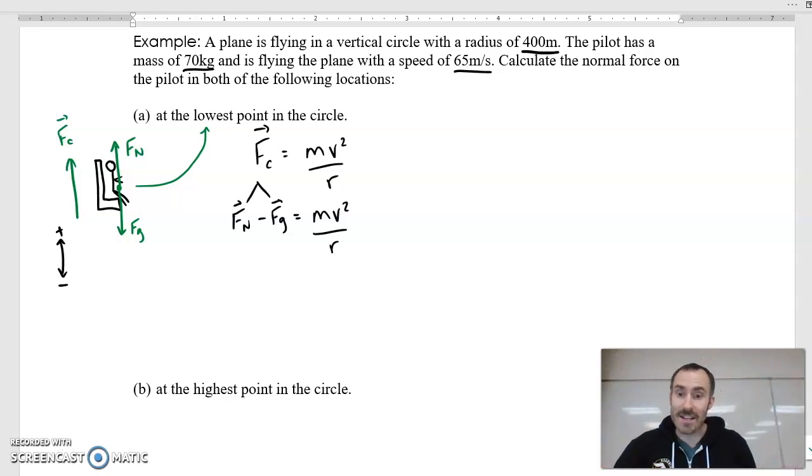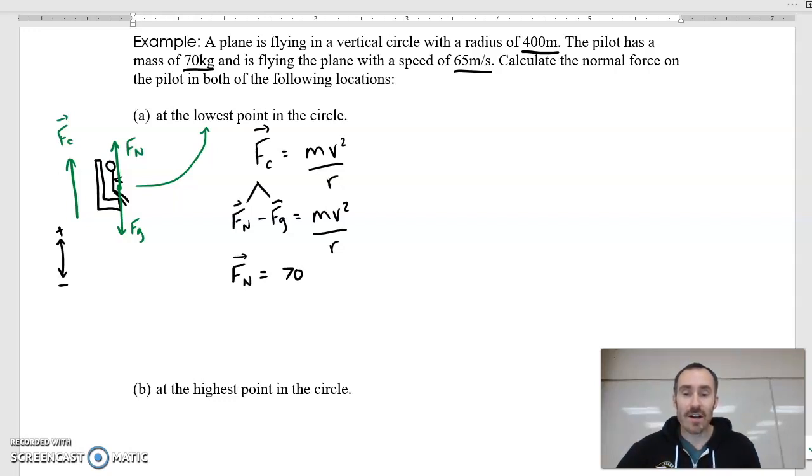Okay, and in this case it is. So we're not going to just put in mg for the normal force, and if we did that, you can see what would happen right away. Mg minus mg is 0. The whole thing is just done. So we're not going to do that. We're going to leave it. So the normal force is equal to mv squared over r plus the force of gravity. Just doing the algebra step right there.